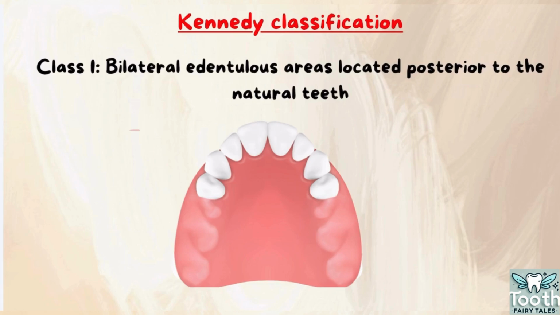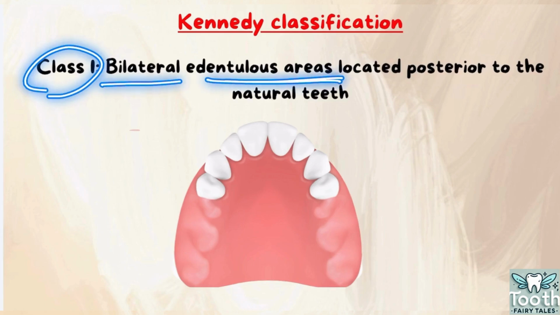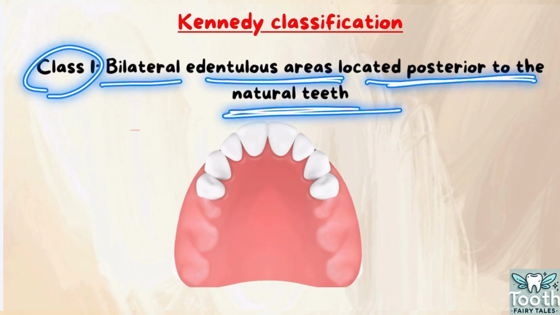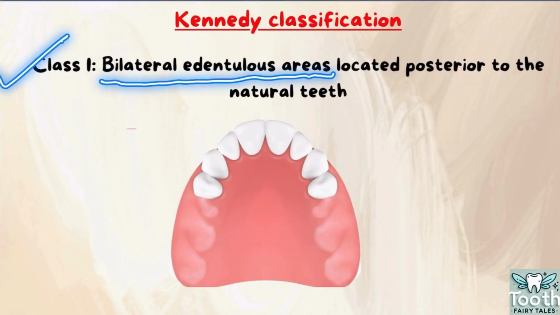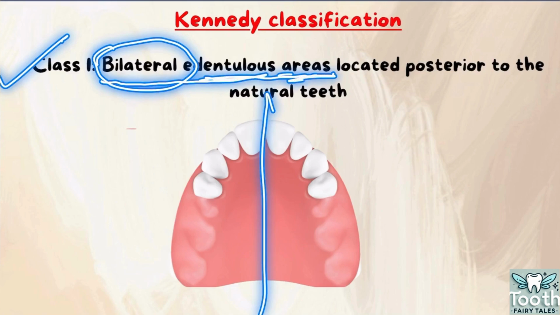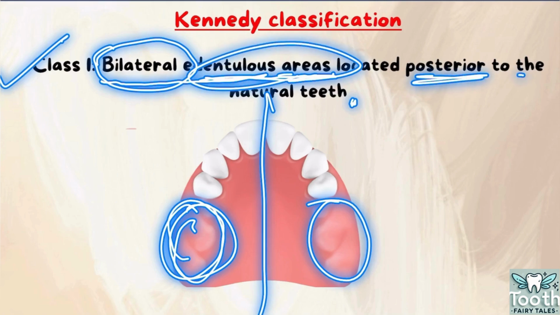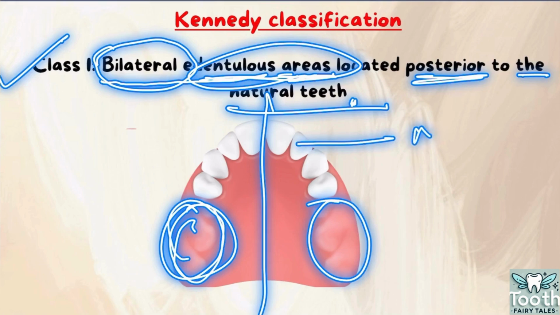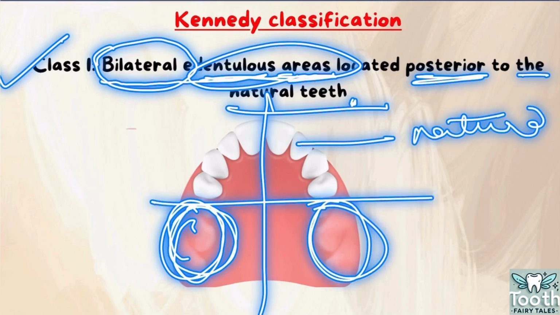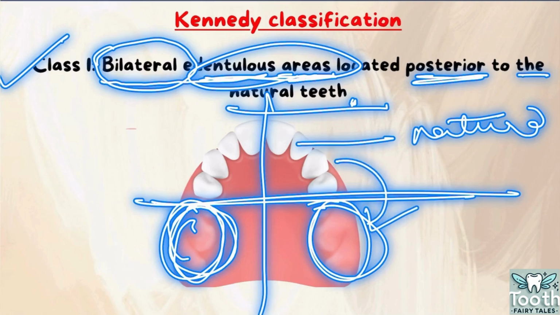Let us see what is Class 1 first. Class 1 is a bilateral edentulous areas located posterior to the natural teeth. Bilateral means the edentulous areas are located on both the sides, on this side and also on this side. And these areas are located posterior to the natural teeth. These are the natural teeth. And these edentulous areas are located posterior to the natural teeth.